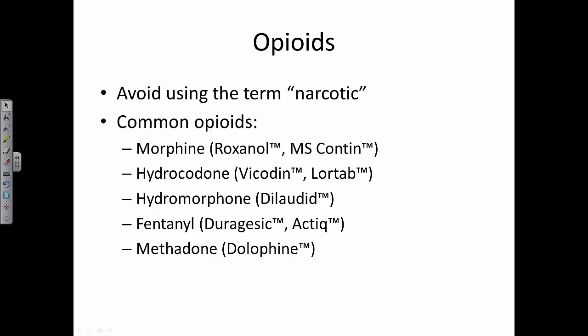So opioids, these are really our big gun agents. We want to avoid using the term narcotics because the phrase narcotic actually refers to anything that causes a stupor, and this has a really big negative connotation. No patient wants to know that they're being prescribed a narcotic because it makes them sound like an addict. Some of the common opioids that we use are morphine, hydrocodone, hydromorphone, fentanyl, and methadone.